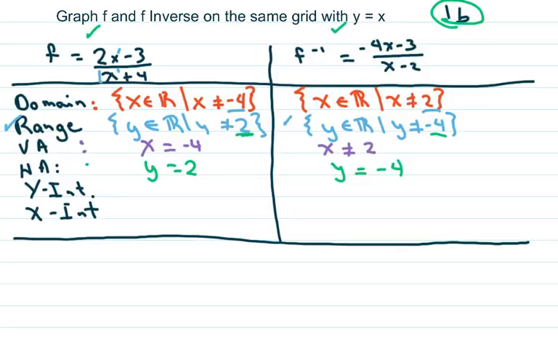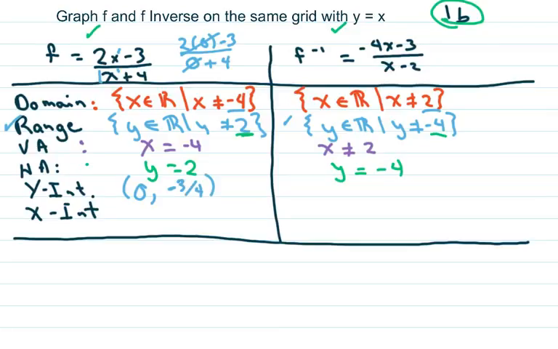And for your intercepts, your y-intercept is when x is 0. So when x is 0, you're going to get 2 times 0 minus 3 over 0 plus 4. This knocks out, so it's just going to be -3/4.